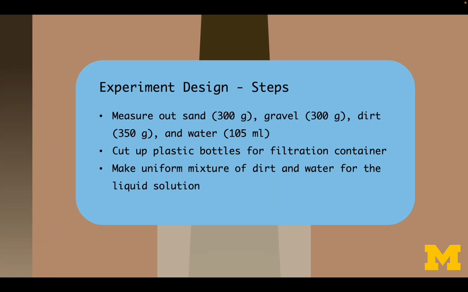To set up the experiment, we use the mass scale to measure out the sand, gravel, and dirt into bowls, and use a measuring spoon for the water. We also cut up 3 plastic bottles to create containers for filtration. Then using the dirt and water, we made a liquid solution and mixed them evenly together.